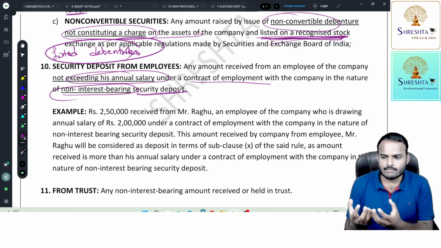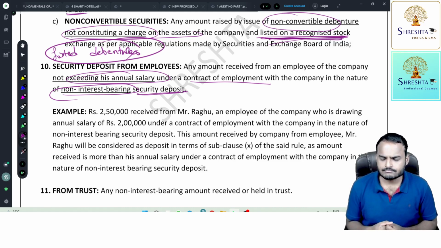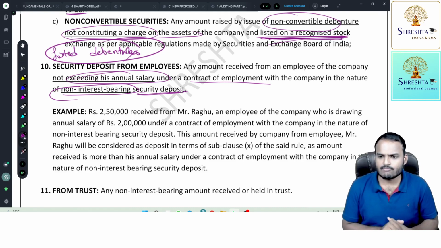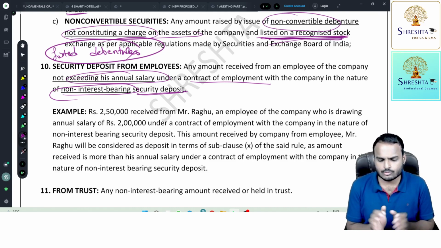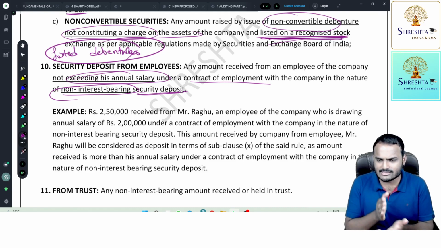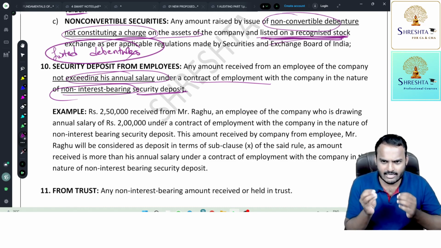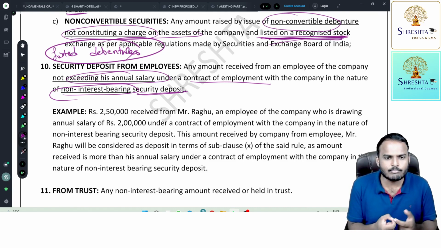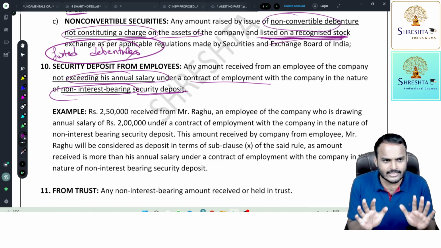If I want to take a property on let out basis, I'll generally speak with the owner of the house. Now the owner will ask me, sir, pay me 2 months advance, 2 months deposit, 2 months of the rent, make it as a deposit. Do you think the owner will pay interest on the 2 months rental deposit? No, they're generally non-interest bearing deposits.